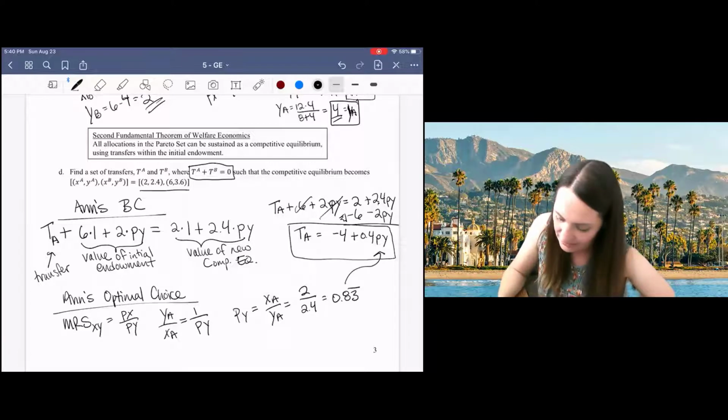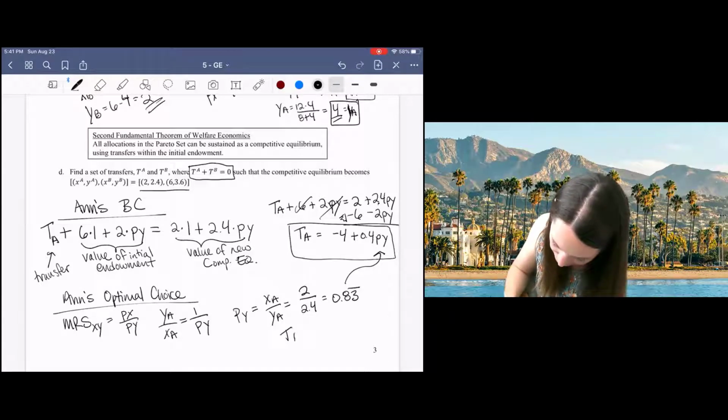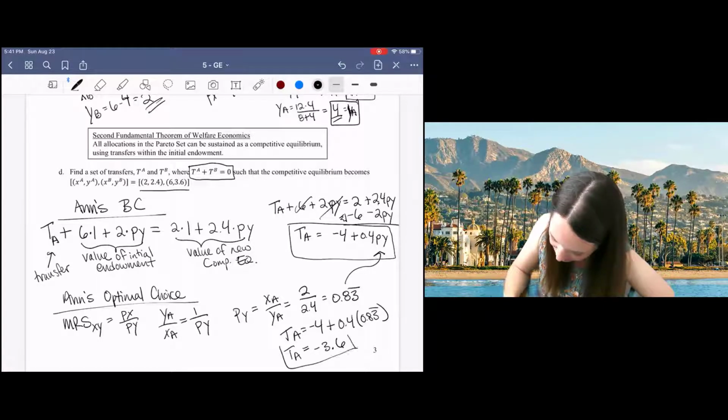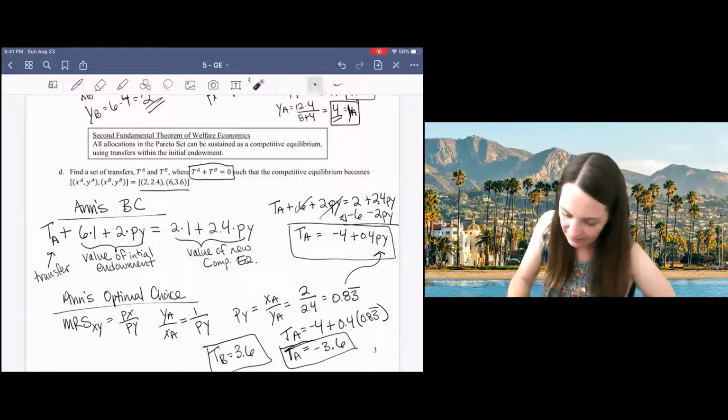And now we can plug that back into this equation for the transfers. I get TA is equal to -4 plus 0.4 times 0.83, and that gives me about -3.6 for Anne. So if I take $3.60 away from Anne and I give it to Ben, then trading will result in this competitive equilibrium.